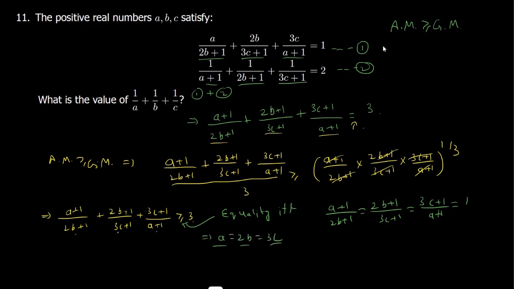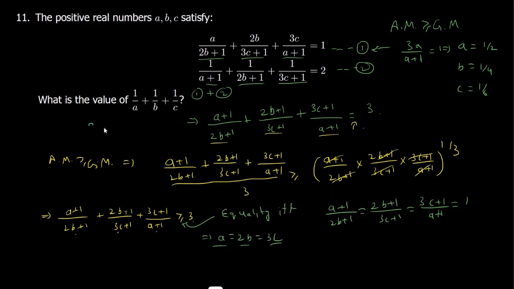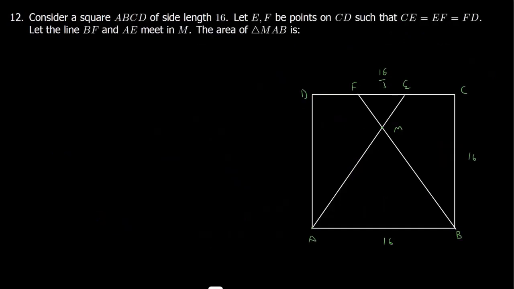And if I substitute all of these values in, let us say, equation number 1, then I will get 3a upon a plus 1 equals to 1. If you cross multiply and simplify, you will get a equals to half. And if a is half, then b will be 1 by 4 and then c will be 1 by 6. Now what is asked in the question is 1 by a plus 1 by b plus 1 by c. So that will be 2 plus 4 plus 6, that is 12. So my final answer is 12 for this question. So this was slightly tricky but a doable question if you know AM-GM inequality and its applications.